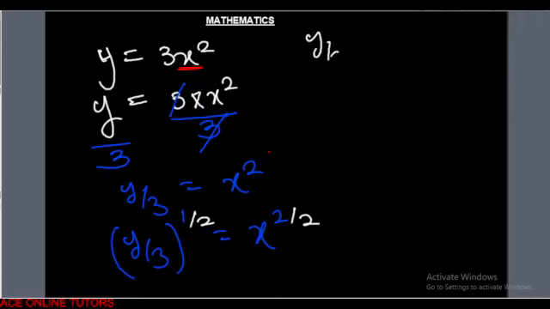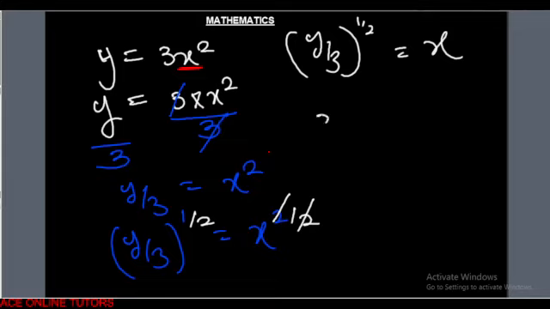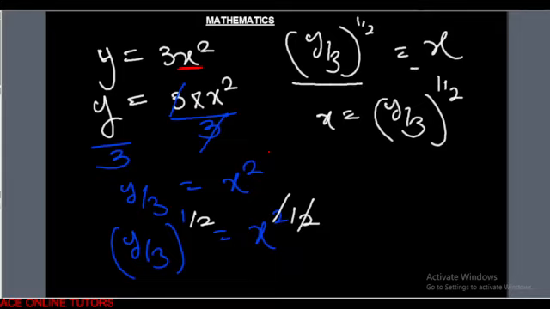So we are going to have y over 3 raised power 1 over 2 equal to x, because this will cancel this. So that means x is equal to y over 3 raised power 1 over 2. This is a property of equations, that when the left hand side is equal to the right hand side, you can also write it that the right hand side is equal to the left hand side. It's still the same thing. So that means you are going to have x equal to, now there's something about fractional powers. Whenever you have a fractional power, you can always turn it to a root.